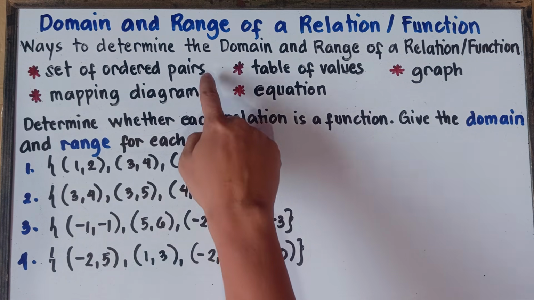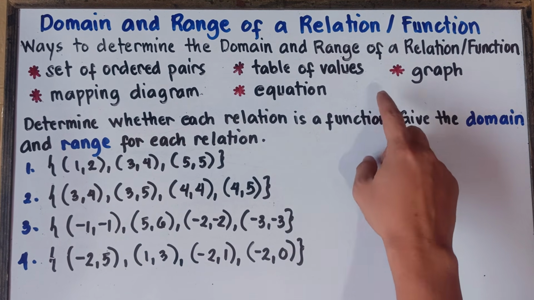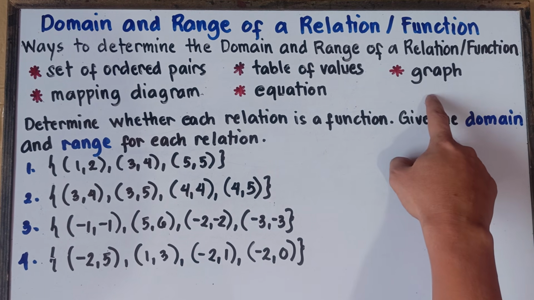The first one, we have set of ordered pairs. The second one, we have mapping diagram. The third one, we have table of values. The fourth one, we have the equation. The fifth one, we have the graph.